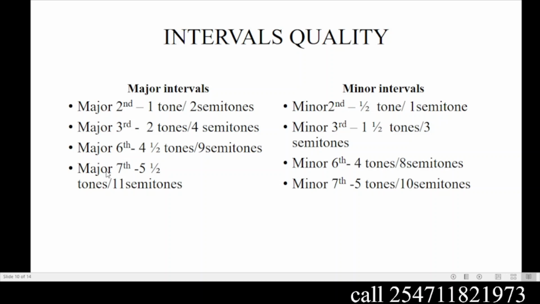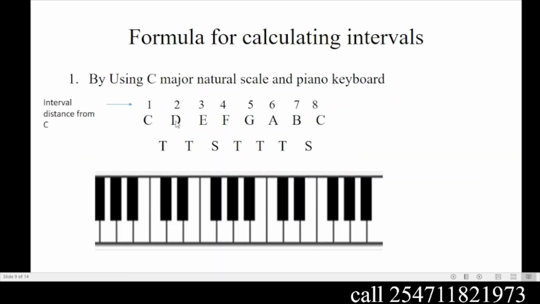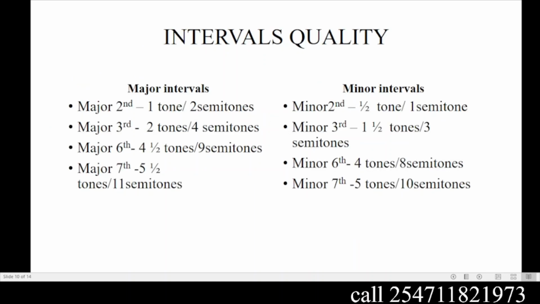Major seventh, we are told it has 5.5 tones or 11 semitones. An example for a major seventh will be from C to B. That is 1, 2, 3, 4, 5, 6, 7. Then tone, tone, that is 2, 2.5, 3.5, 4.5, 5.5. So 5.5 tones or 11 semitones.